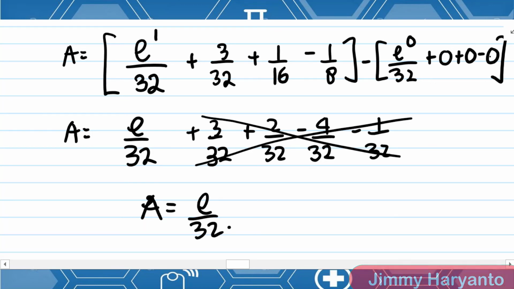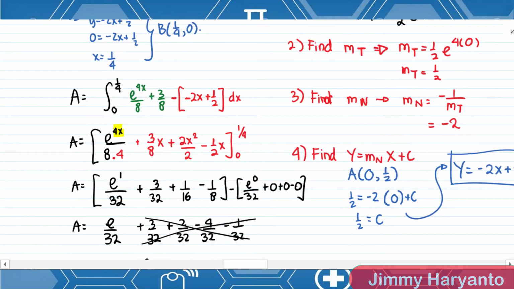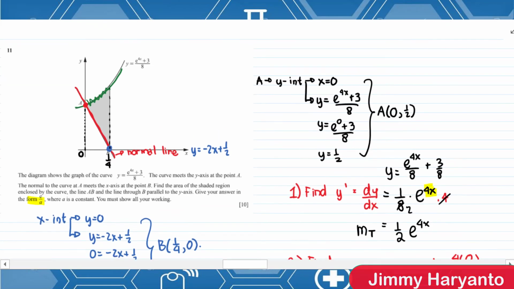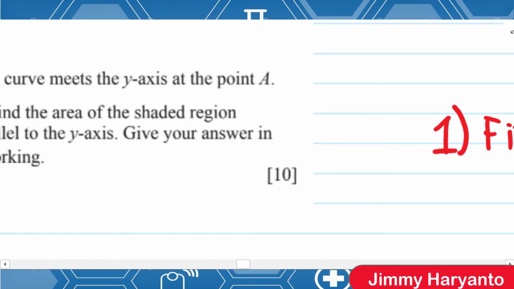Okay guys, it's done. That is the solution of your 2018 papers. I think this paper is quite easy, except for this number 11. It's 10 marks guys, so it's very worth it.